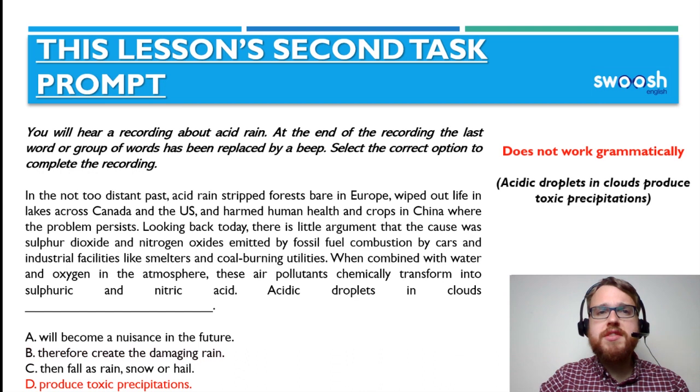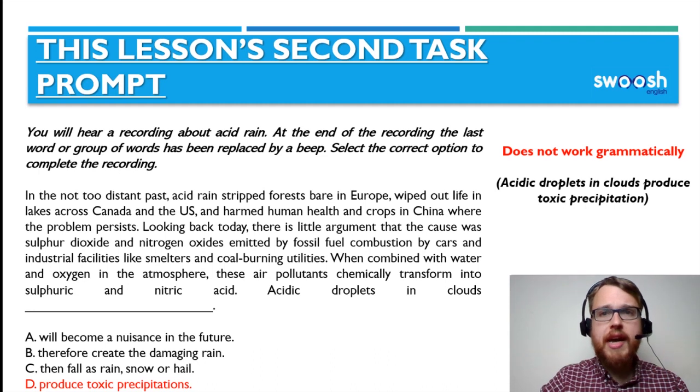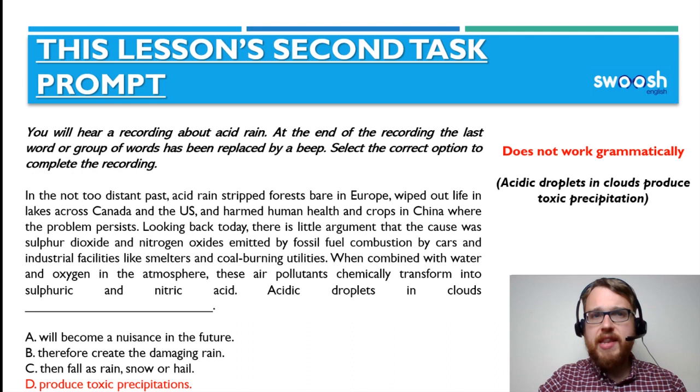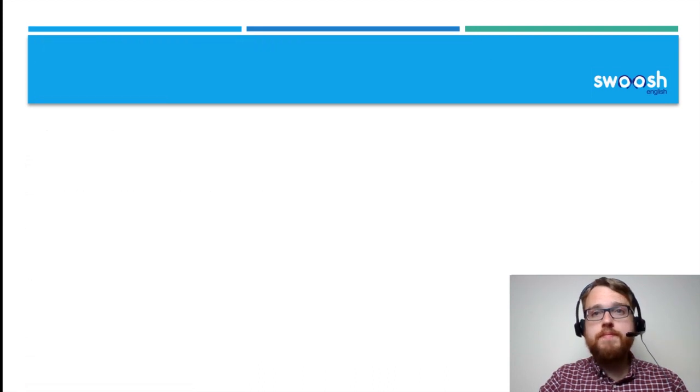What about answer D? Well, it just simply does not work grammatically. Acidic droplets in clouds produce toxic precipitations. What is the grammatical error in this sentence? You've got it. Precipitation should not be countable in this case. Acidic droplets in clouds produce toxic precipitation. It's an uncountable noun, so the fact that the S is there is a grammatical issue, therefore removing that as a potential answer. Even though it does work well in context, the grammar simply does not work.